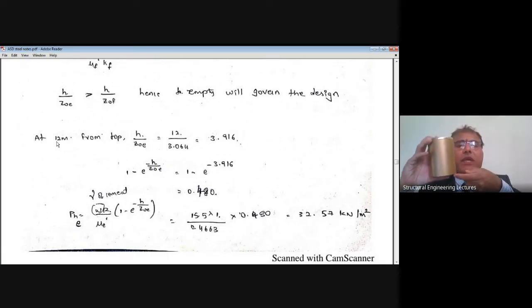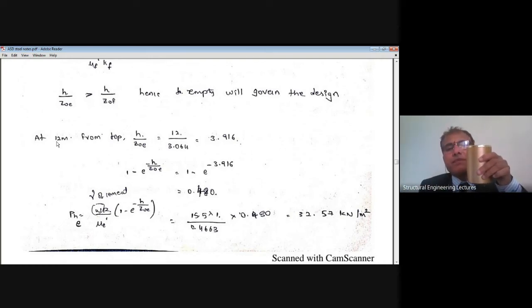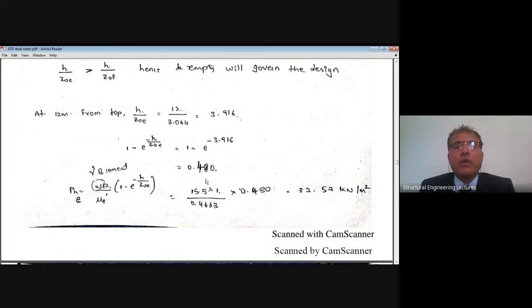What is H by ZOE? H is 12 meter divided by ZOE. ZOE is equal to 3.064. It works out to 3.916, and 1 minus e to power minus H by ZOE will now work out, upon substitution, to 0.48.